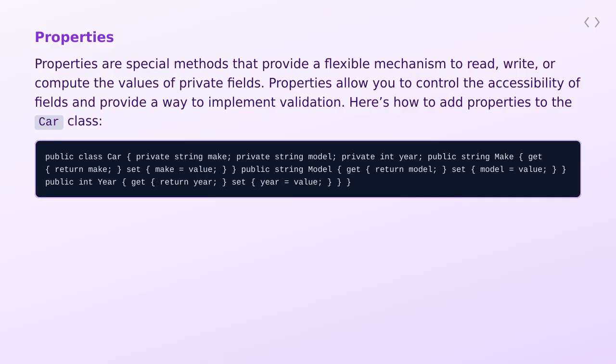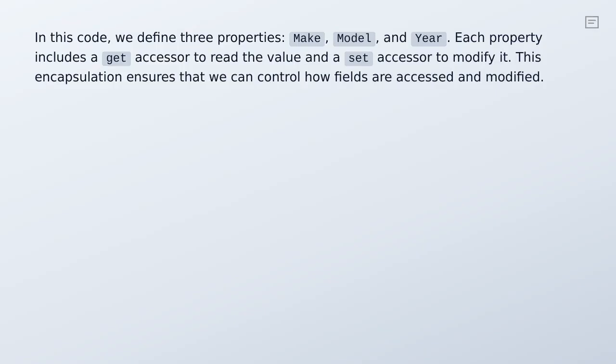Here's how to add properties to the Car class. Review the class shown on screen and how its members are organized. In this code, we define 3 properties: Make, Model, and Year. Each property includes a get accessor to read the value and a set accessor to modify it. This encapsulation ensures that we can control how fields are accessed and modified.